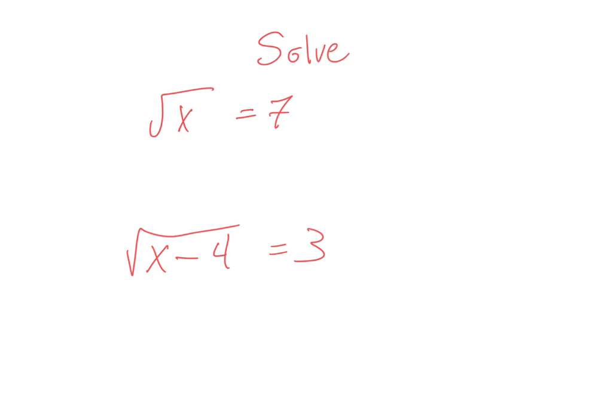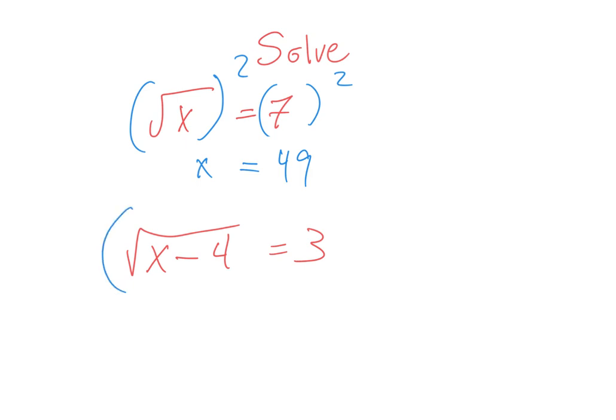Whatever you do to one side of an equation, you have to do to the other side. So you ask, how do I get rid of a square root? Well, if I square it and do the same thing to the other side, the square root of x squared is x. 7 squared is 49. Ta-da! That's my final answer.